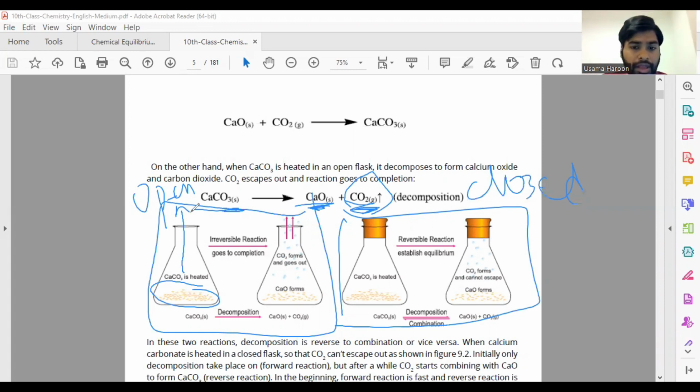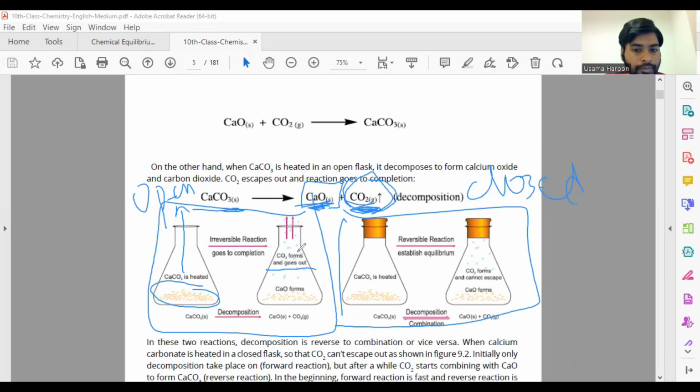So now we can see that in order to reverse this reaction, we need calcium oxide and carbon dioxide. But in an open system, there will be only calcium oxide left behind. No carbon dioxide will be present in this flask. So, as it is written over here, CO2 forms and goes out.